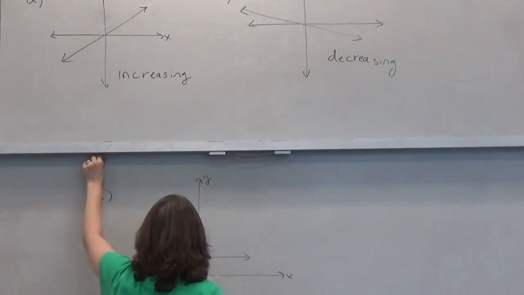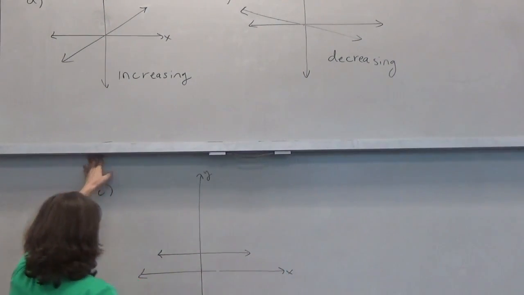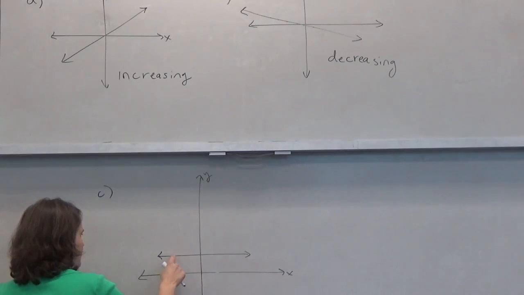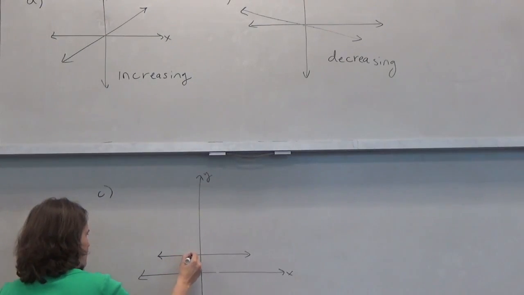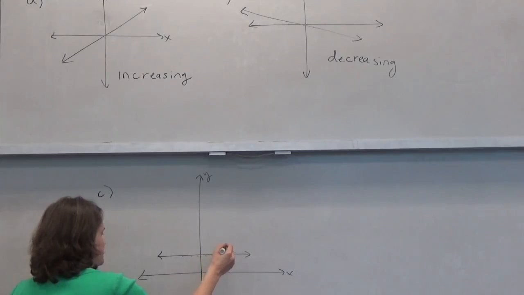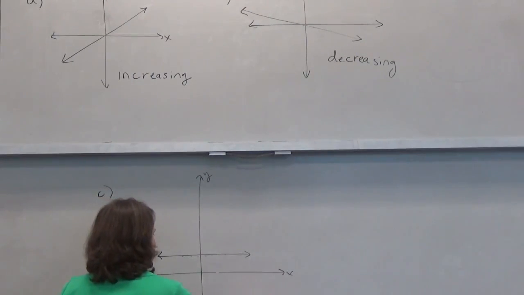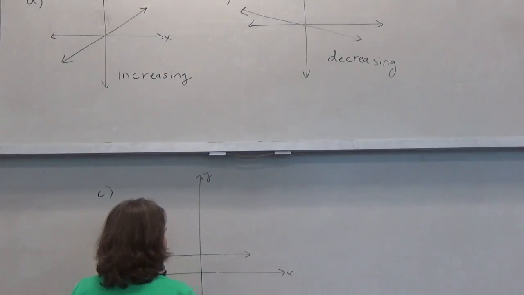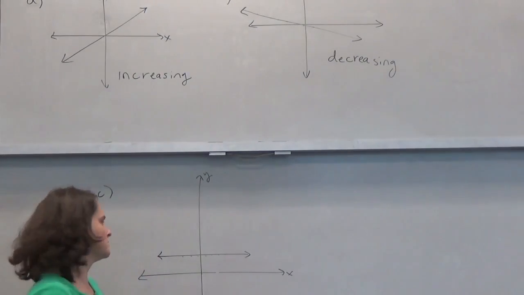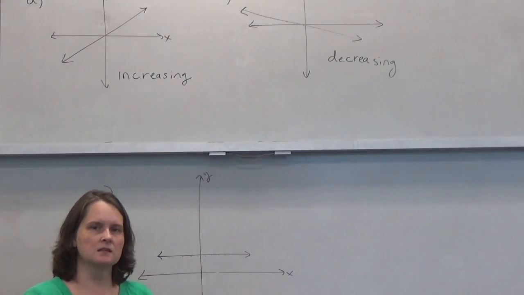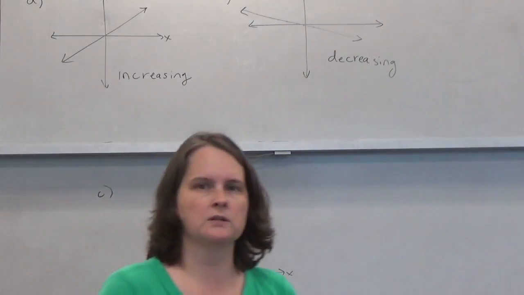And then finally, part C. Here you've just got a constant function. It's flat. So as your x values increase, as you go from the left to the right on this graph, you are not going up or down, you're just staying in the same place. So this one is constant. As the x values increase, the y values stay the same. So it's just a flat line, this one's a constant function. And that is it for section 2.2.